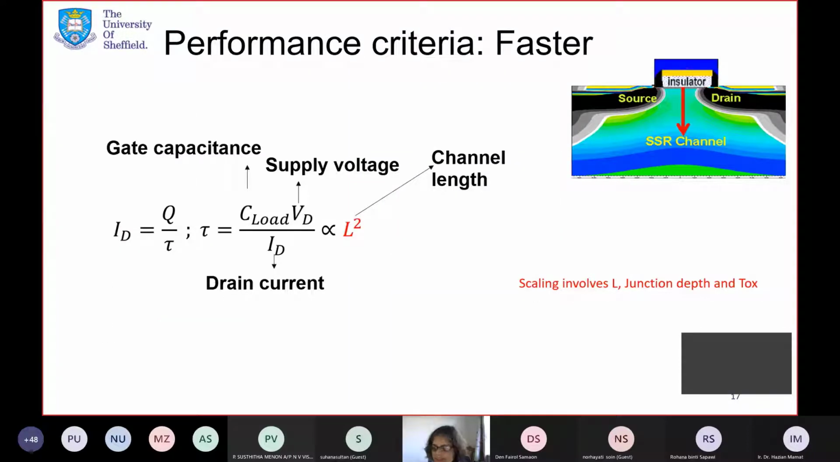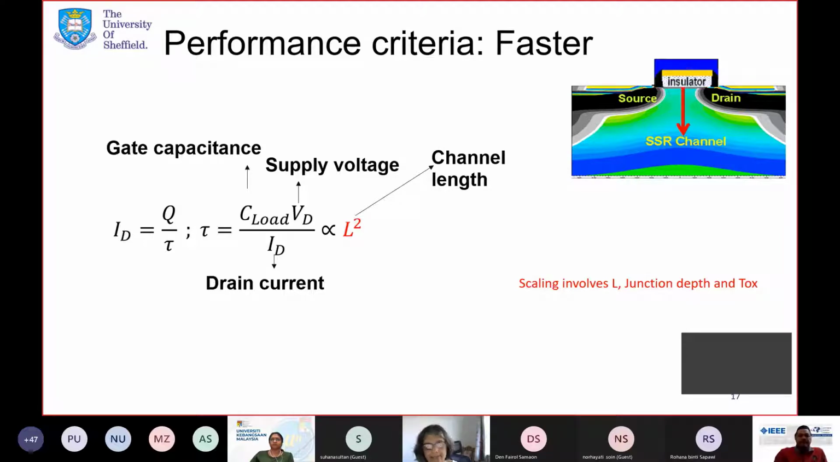Now, how do we judge the devices? What do we want out of the transistor? We want the transistor to be as fast as possible. We want it to switch fast, and to understand how that works, we know that the current is the rate of flow of charge. Therefore, the transit time is given by the charge divided by current, and charge is nothing but C times V, where C is the load capacitance, or the number of transistors that are driven by a given inverter. It's called fan out.